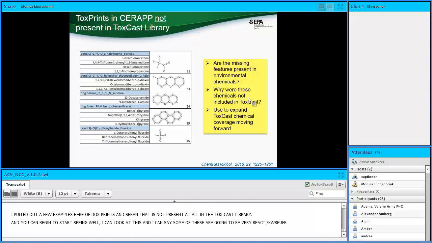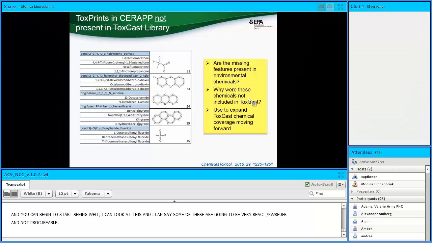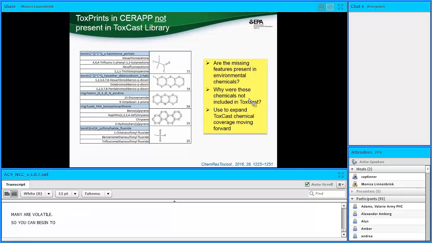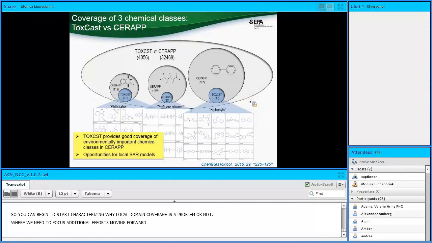of these are going to be very reactive and not procurable. There are others, the pHs are difficult to procure, many are volatile. So you can begin to start characterizing why local domain coverage is a problem or not, where we need to focus additional efforts moving forward. So I think it's a very valuable approach to trying to get a better handle on what we're actually testing.